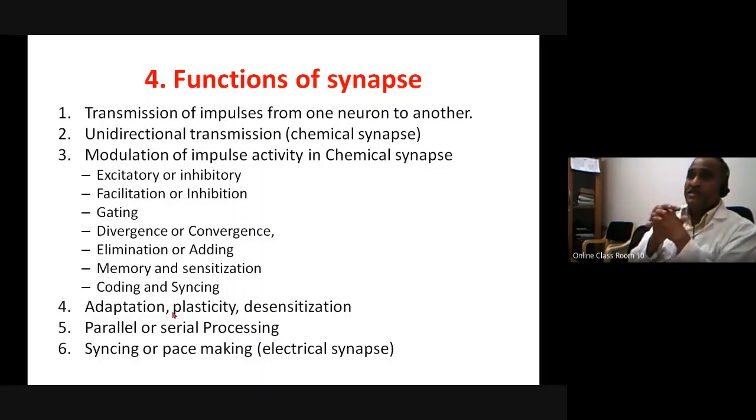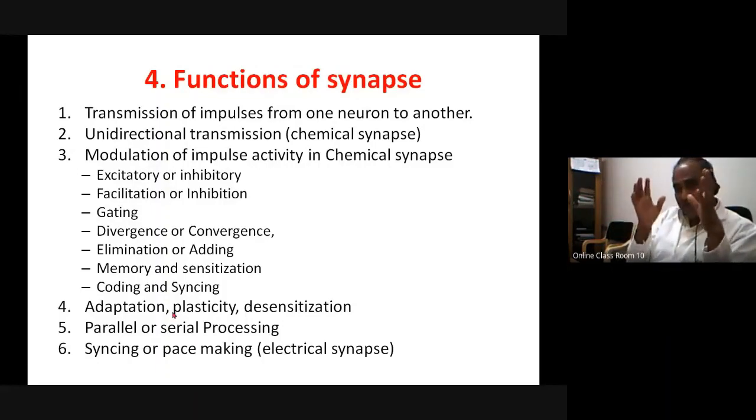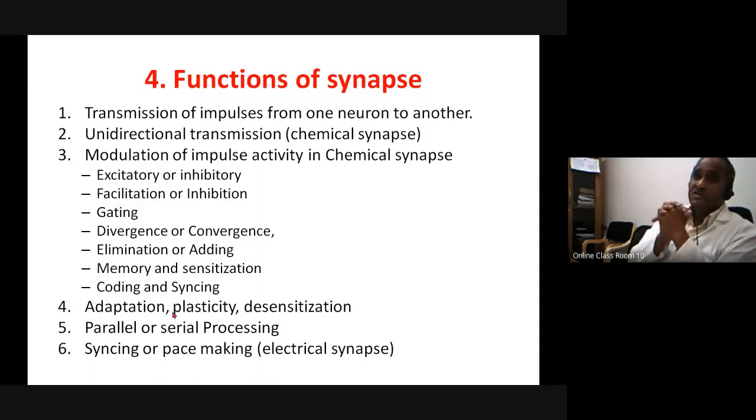The primary one is the transmission of an impulse. Rather, I would say a transduction of an impulse from electrical to chemical to electrical. That is one function. Then trying to modulate the impulse activity, whether to enhance or decrease, or whether to gate, whether to diverge or to converge, whether to eliminate, whether it will try to remember, and already sensitized, and it will help in coding of the information for further transmission. So that is how the functions of the synapse work.